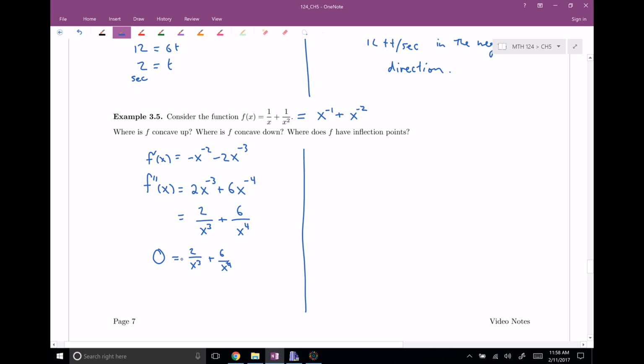It's supposed to be a 4 there. Let me subtract this to the other side. So negative 2 over x cubed is equal to 6 over x to the 4th. Let me go ahead and do a little bit of cross multiplying here.